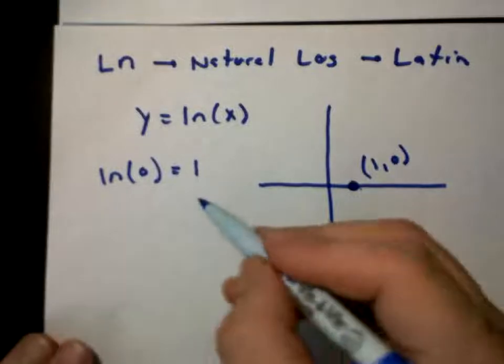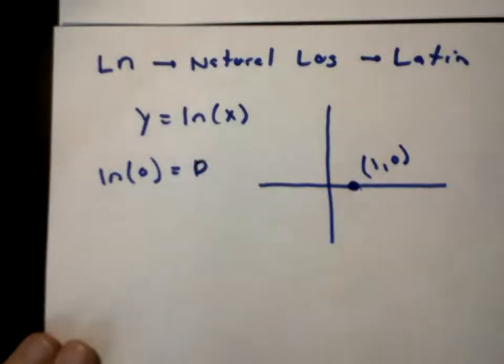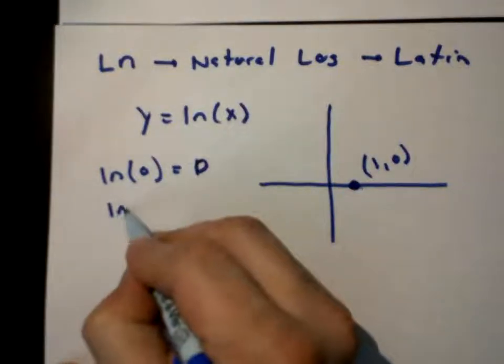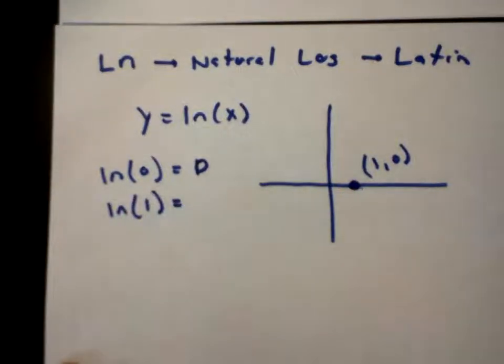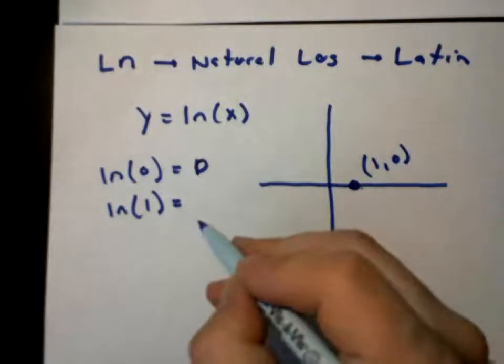Actually, I made a boo-boo. Let's back up. This is actually 0. I was thinking the log of 1. The log of 1. If you put that on your calculator, the log of 1 is actually 0.